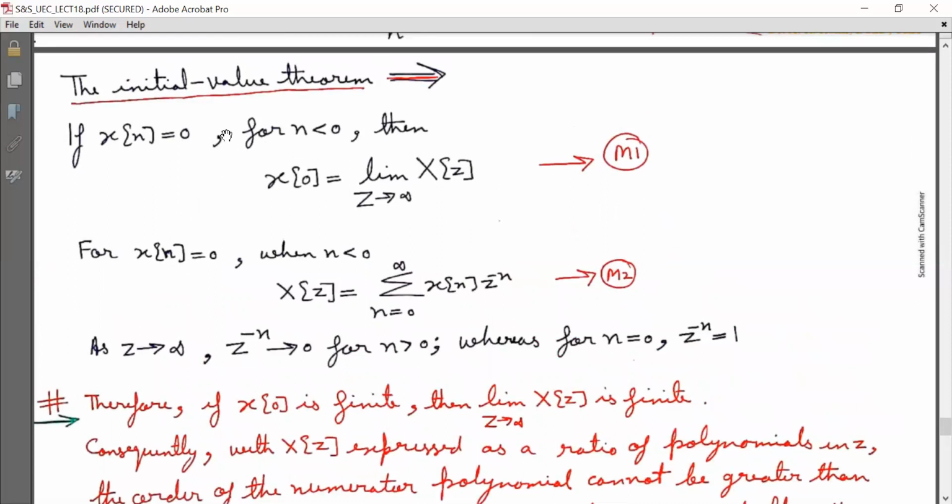So this is the initial value theorem. I repeat that if x[n] is equal to 0 for n less than 0, then x[0] is equal to the limit as z tends to infinity of X(z). So this is the initial value theorem.